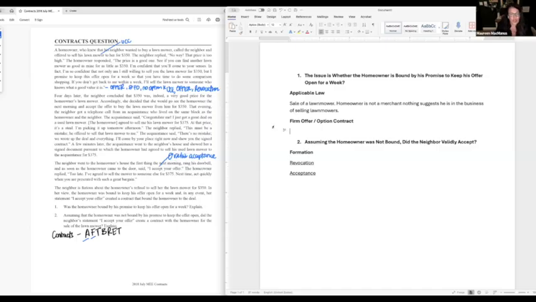All right. And then the second part here, it's really kind of the same as above. You could do it above. Sometimes I like to address merchants, or at least be thinking about it when I'm thinking about applicable law, because sometimes it can help you catch an issue. So firm offer, option contract. So homeowner is not a merchant, and no consideration paid to keep offer open. Okay, now let's go down.